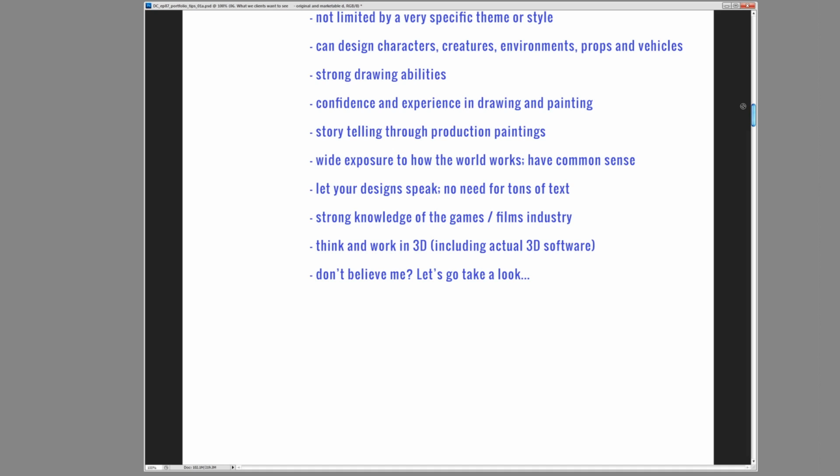Okay, next, think and work in 3D. Okay, including actual 3D software. When you're designing, eventually all your stuff will be translated into a 3D object, either a real 3D object or a polygon 3D object. But whatever it is, it's going to turn to 3D. So you have to think in 3D.